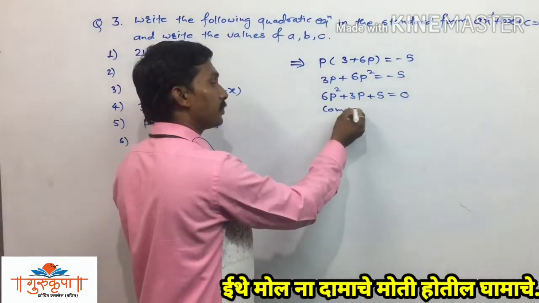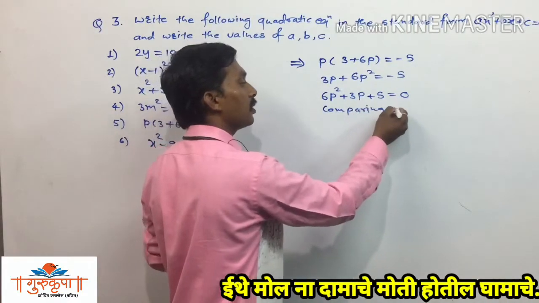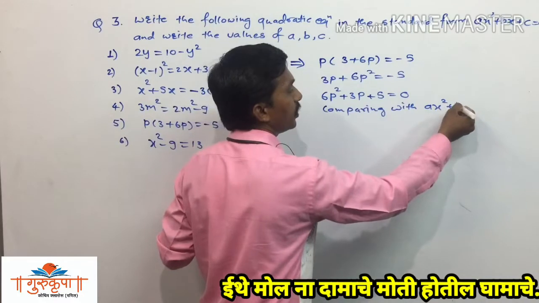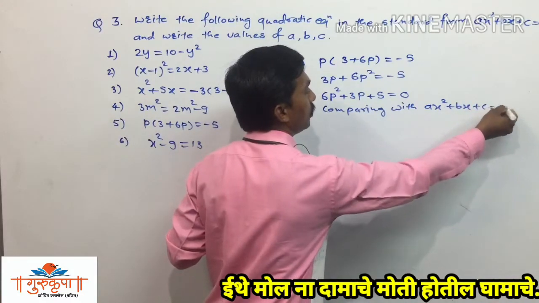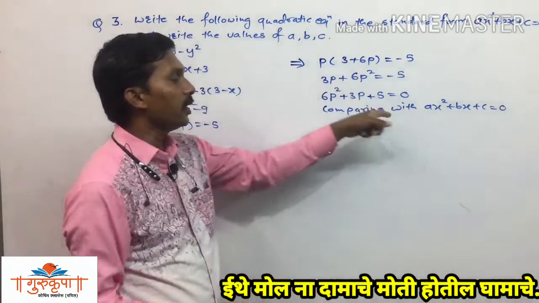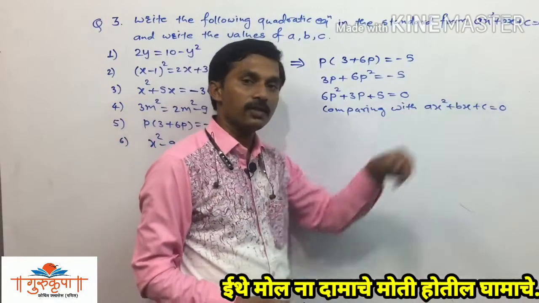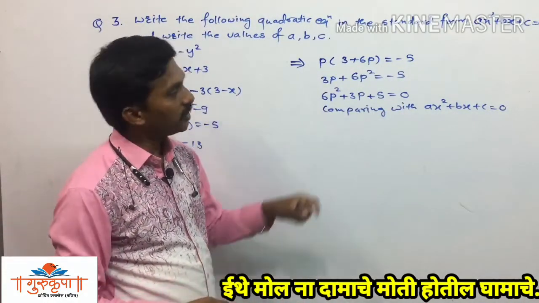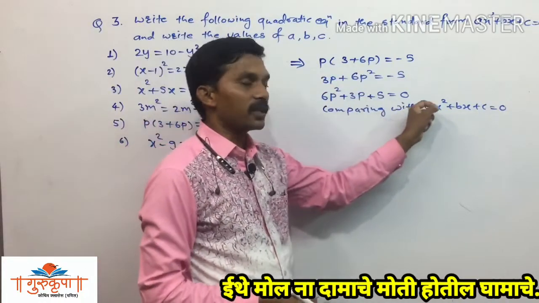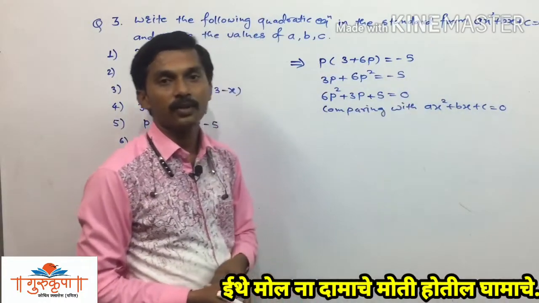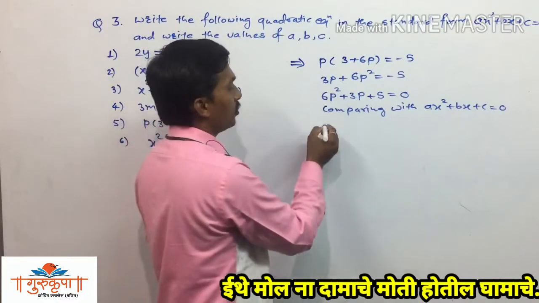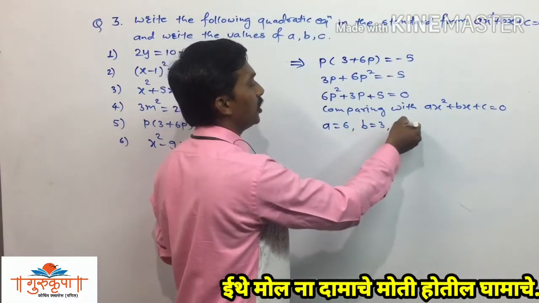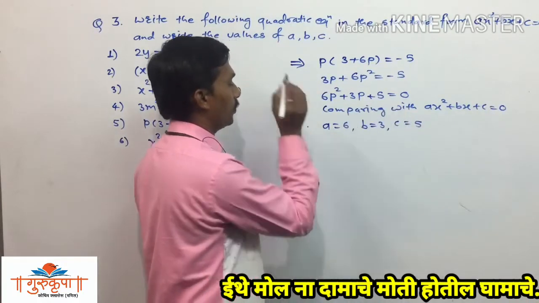Comparing with ax square plus bx plus c is equal to 0, or simply you can write ap square plus bp plus c is equal to 0, since p is the variable in the given equation, but generally we always write ax square plus bx plus c is equal to 0 as the standard form. So here we have a is equal to 6, b is equal to 3, and c is equal to 5.